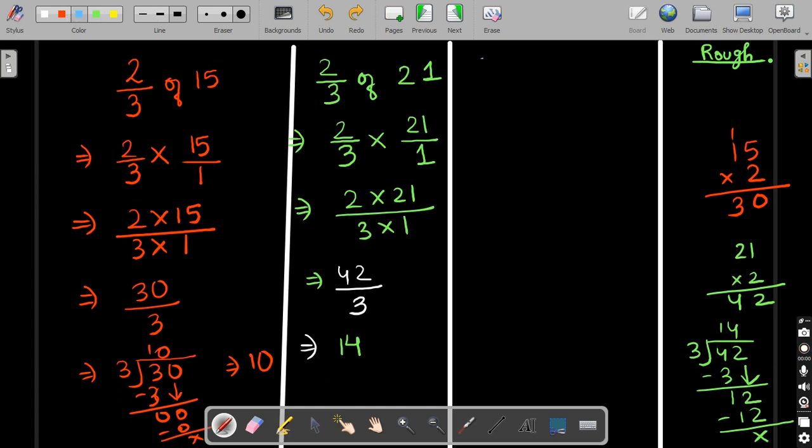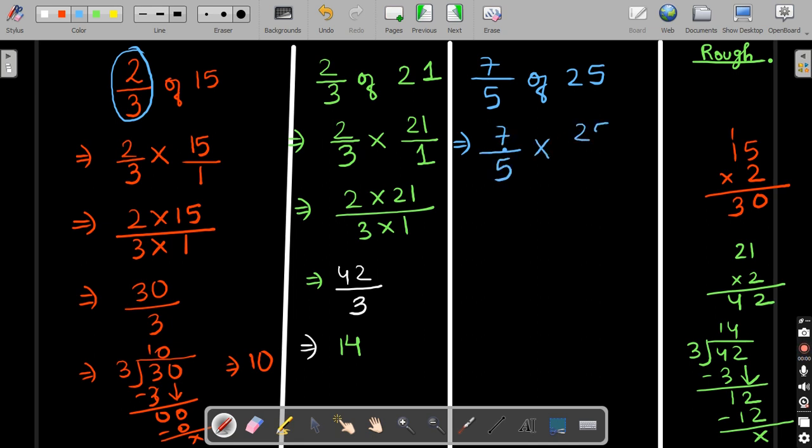Instead of 2 by 3, let me take any number. 2 by 3 is which fraction, dear student, proper or improper? This is a proper fraction because the numerator is less than the denominator. Let me take 7 by 5 of 25. Now how will I solve, dear student? 7 by 5 of 25. So I will write 7 divided by 5, of means multiply, into 25, denominator 1. After that I will multiply 7 into 25 divided by 5 into 1.